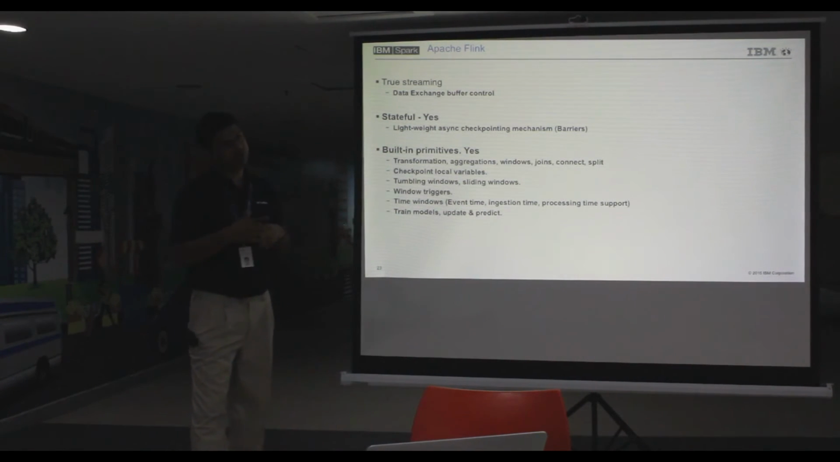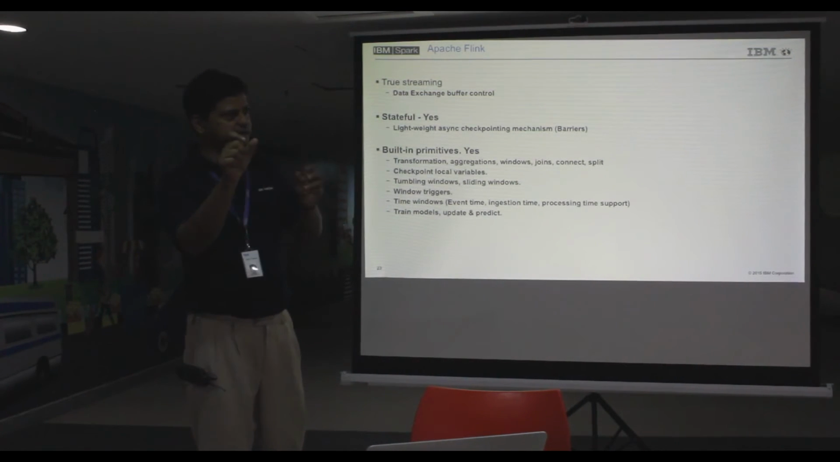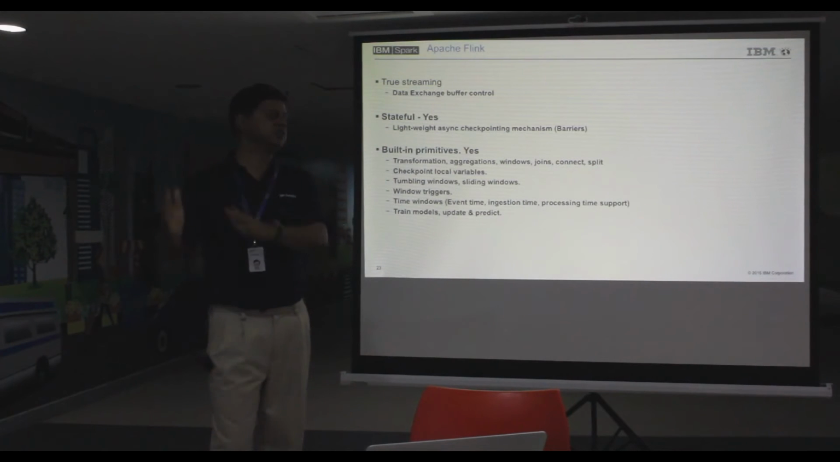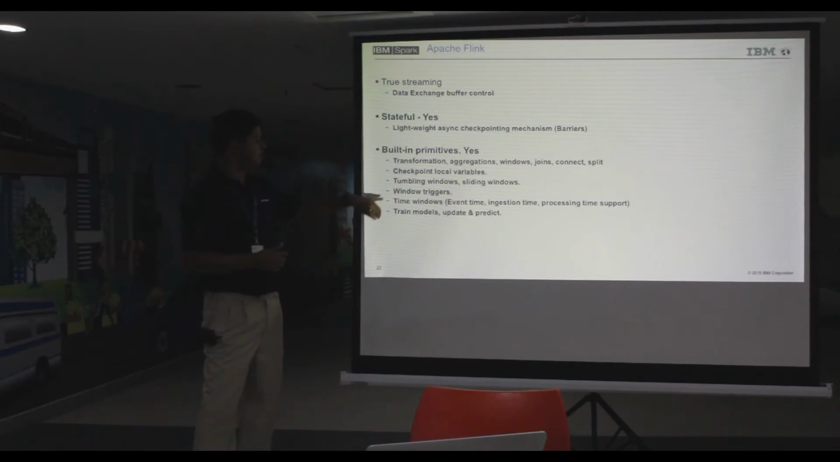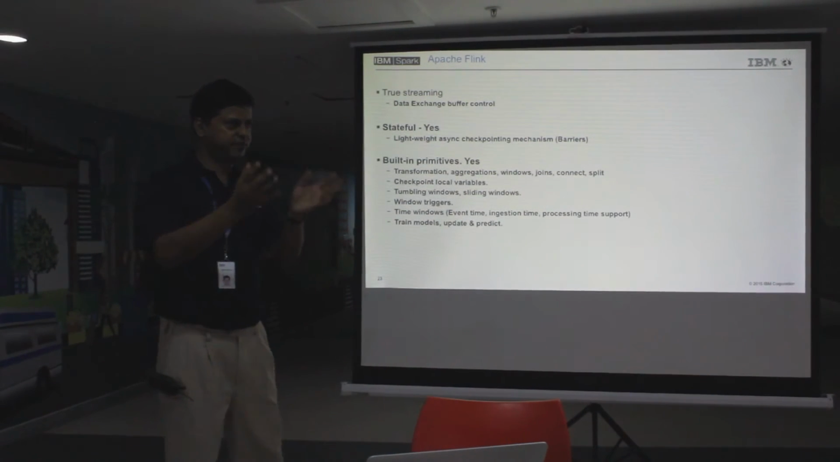They do have windows, so you could have a sliding window or a tumbling window. Sliding is where I slide as things move. Tumbling is where I do chunks. They also have this thing called a window trigger. So by default I can say my window time is, say, 5 seconds.